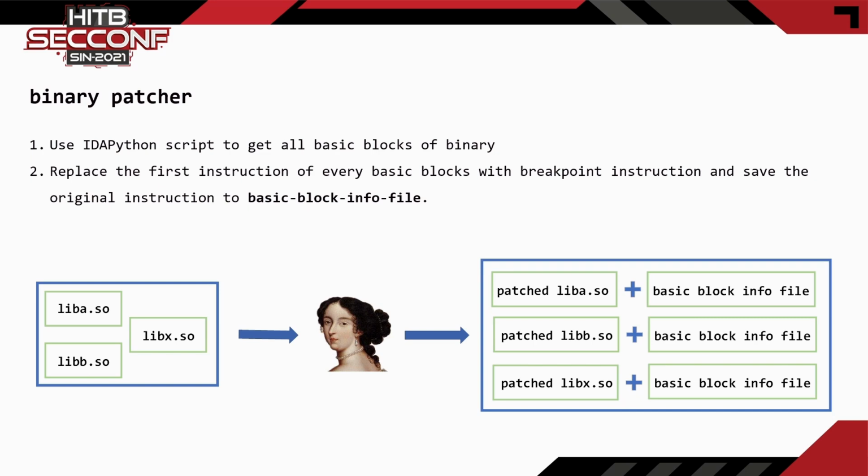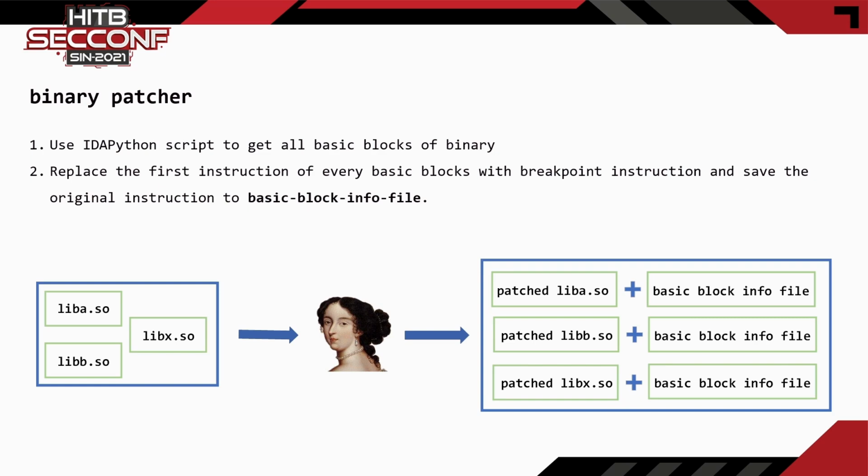First, the user provides some modules that need to be instrumented, such as lib.a.so, lib.b.so, libx.so. Then, the binary patcher will start multiple IDA instances to analyze these shared libraries. After the analysis is completed, it will use the IDA Python script to extract the information of each basic block and save it as a basic block info file. Finally, the binary patcher will patch this shared library according to the basic block info file. It will replace the first instruction of each basic block with a breakpoint instruction.